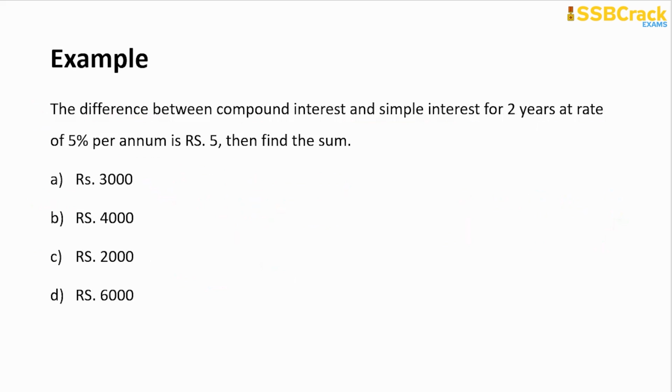The difference between compound interest and simple interest for 2 years at the rate of 5% per annum is rupees 5. So they have already given you the difference D, which is rupees 5, the difference between SI and CI. But the time period you have to note is 2 years. So once you reach such a question, you have to recall correctly the formula for the difference between SI and CI for 2 years, and accordingly apply it and get the answer.